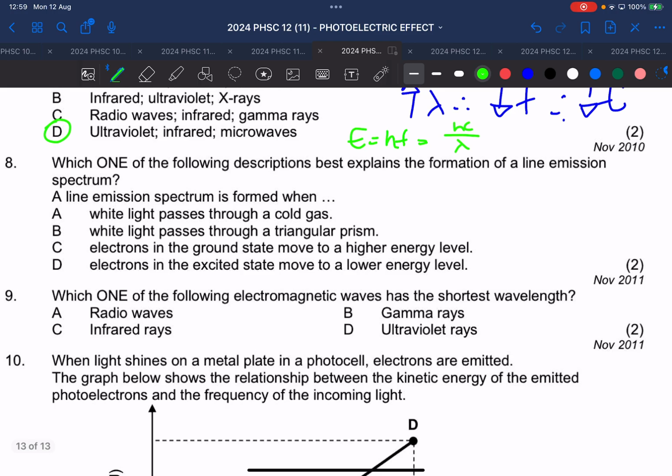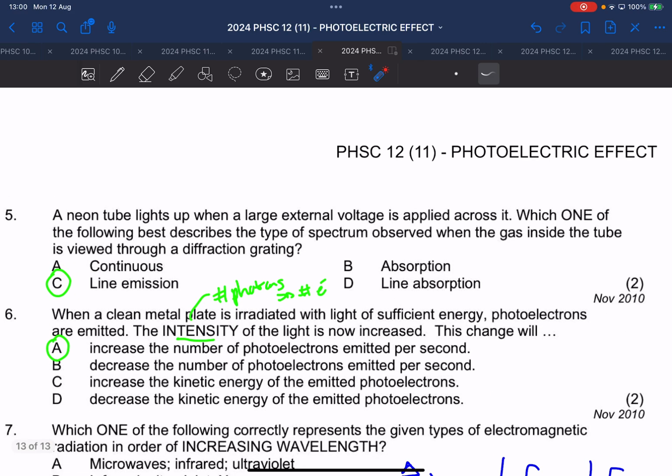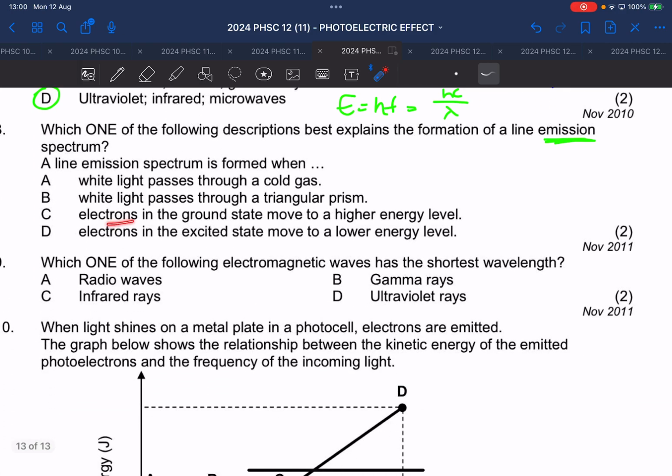Which one of the following best explains the formation of line emission spectra? Emission, if it goes from a high energy level to a low energy level, gives off. Okay. White light passes through cold gas, it will absorb. White light passes through a triangular prism, it will give you everything, the continuous spectrum. Electrons in the ground state move to a high energy level. Electrons in the excited state move to a lower energy level. Yes, from excited to lower, so it gives off the energy.